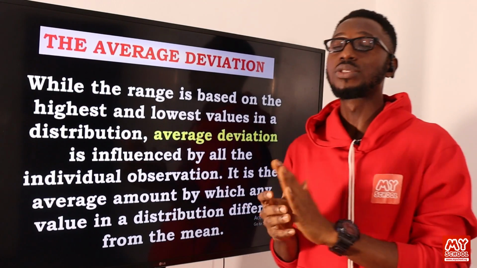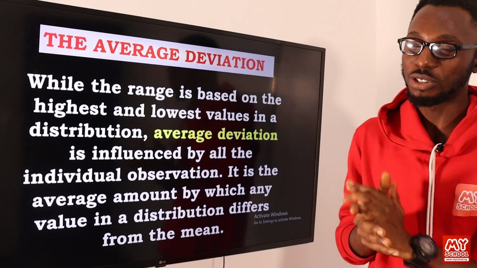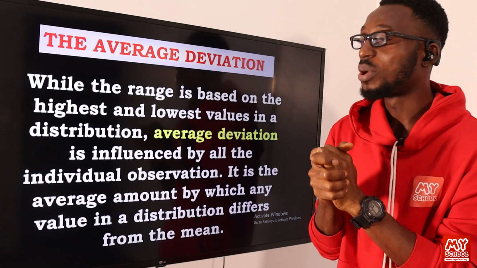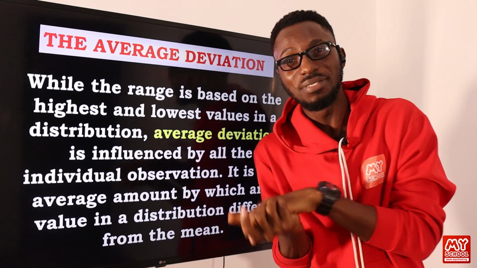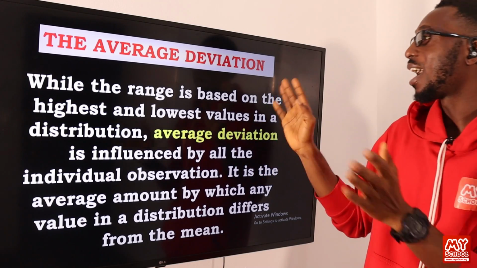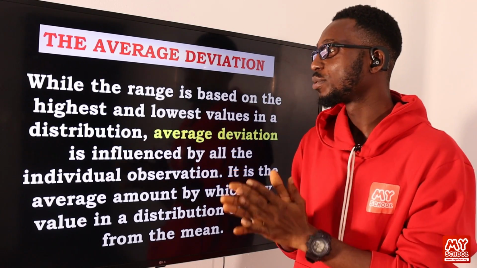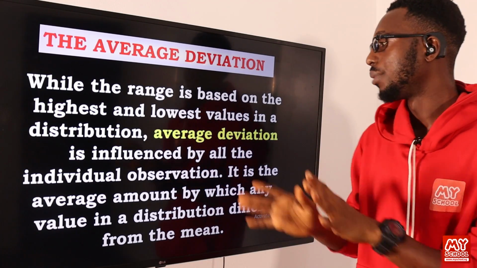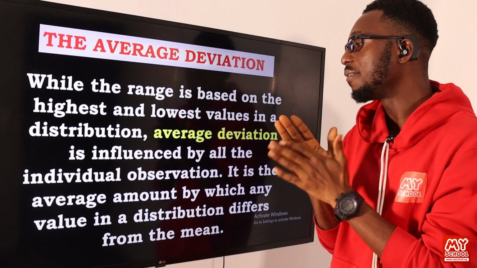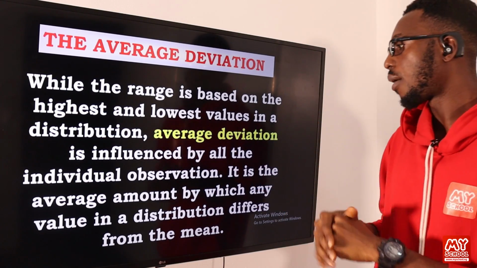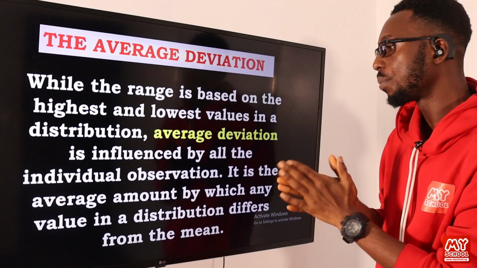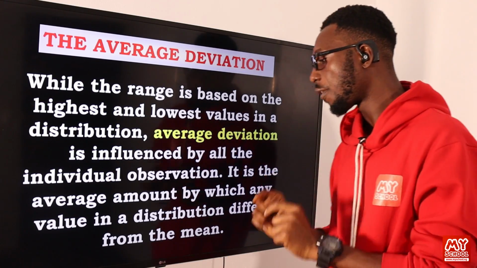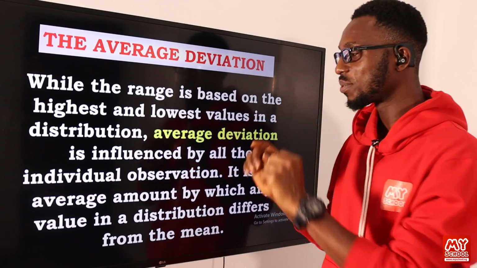Yes, so after the range, we can talk about our mean deviation. Earlier, when we were working with measures of location, we talked about deviation. I'm going to explain this. The average deviation and the mean deviation actually mean the same thing. While the range is based on the highest and the lowest values in a distribution, the average deviation or mean deviation is influenced by all the individual observations, all of them are involved. It is the average amount by which any value in a distribution differs from the mean. I'm going to explain this, of course. Let's move on to the next slide.